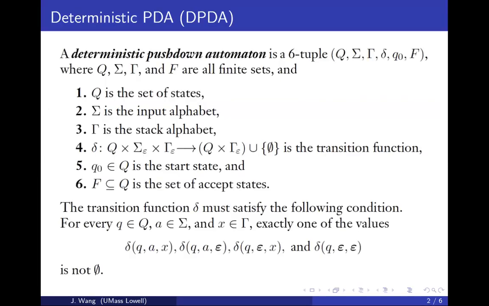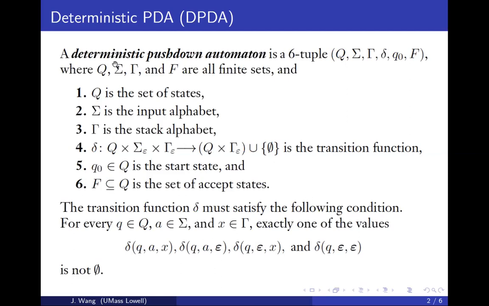So first we start from the deterministic PDA. As we know, context-free languages can be represented by PDAs. They can also be represented by context-free grammars. So when we study deterministic context-free languages, we could approach this from deterministic PDAs or from deterministic context-free grammars. We first look at deterministic PDAs.